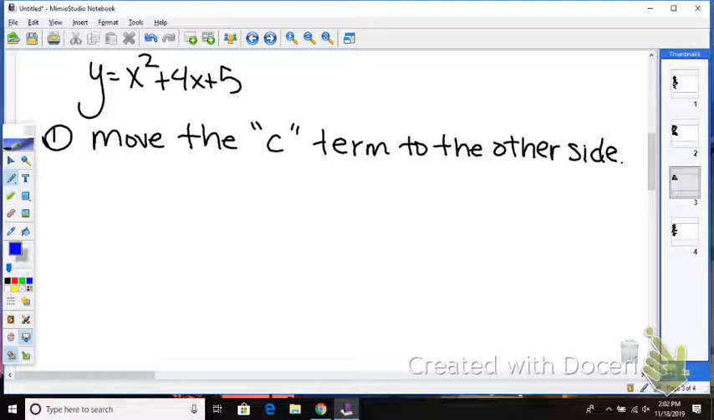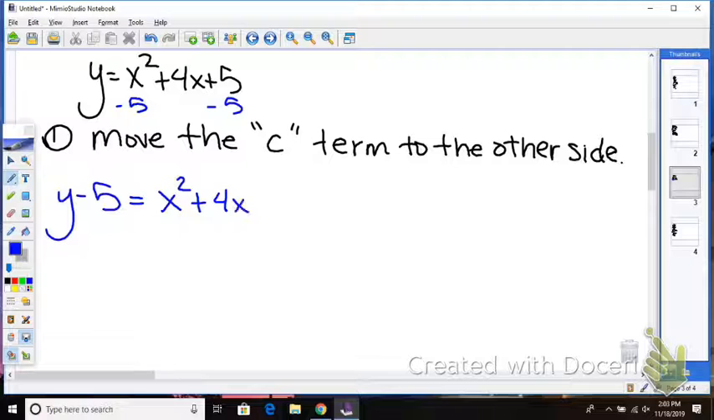So our C term is plus 5. So how do I move a positive 5? Subtract it to the other side. So when I subtract that to the other side, I get y minus 5 equals x squared plus 4x. Okay, good?